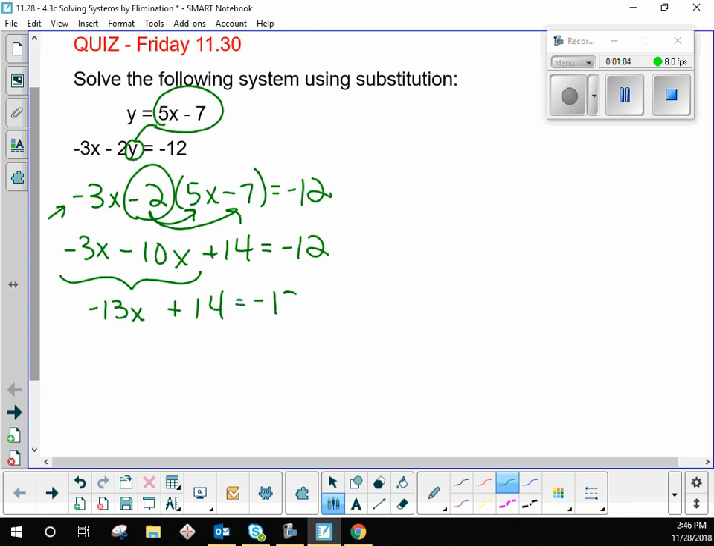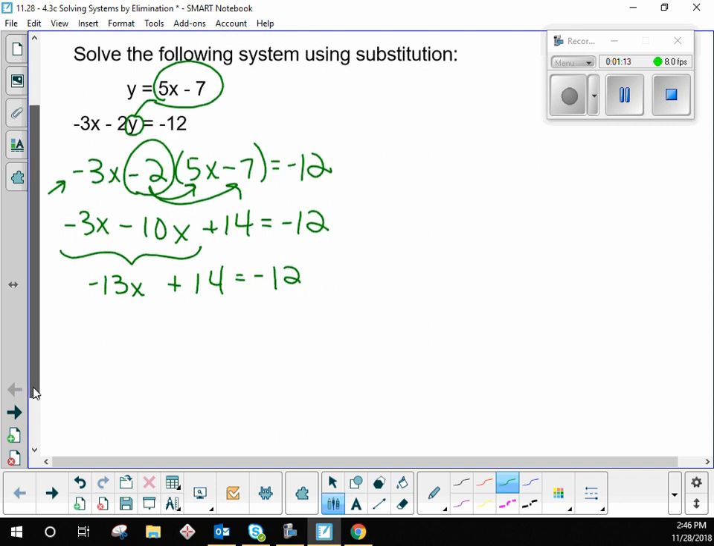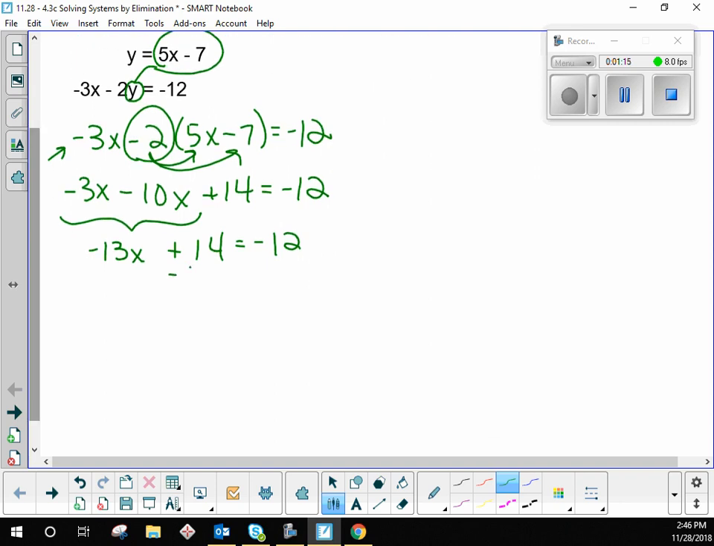So now I have this one equation with only one variable, which is exactly what I needed. Because remember, when it still has two variables, we can't solve. What do I do next here? Yes, subtract 14. So I get negative 13x equals negative 26. Perfect. Positive 2.